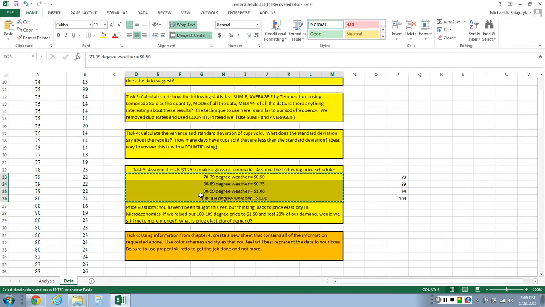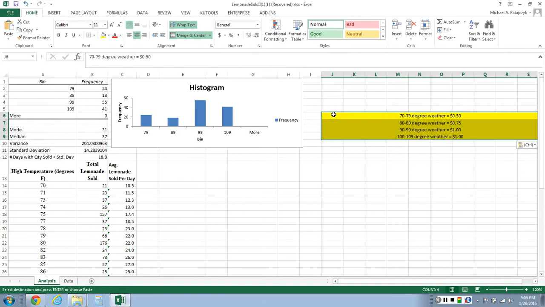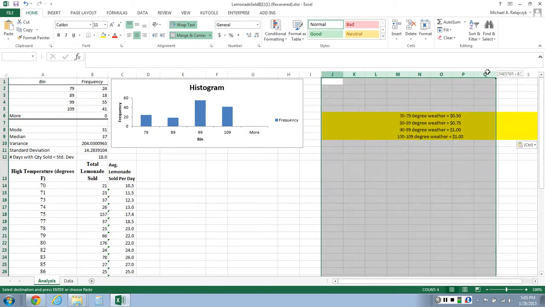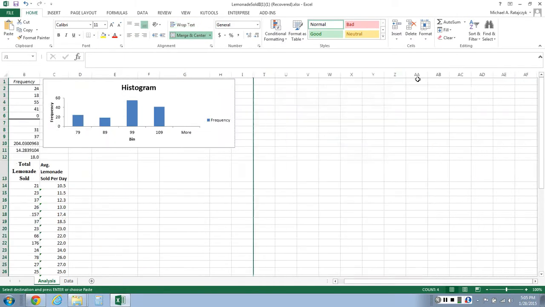So what I'm going to do is grab this column of information. Very good information there. I'm going to bring it over and just put it right over here for now. I'm not going to keep it forever. I'm just going to minimize this because it's a lot of space there.